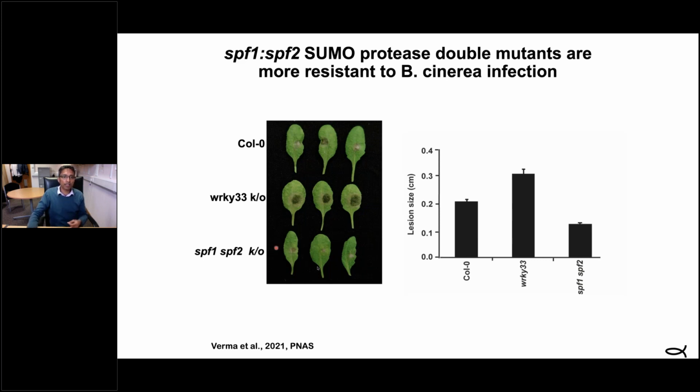And they are very resistant to botrytis, while normally Columbia wild-type plants are very susceptible to botrytis infection. And WORK-E33 is one of the key transcription factors required for the botrytis response in Arabidopsis, where knockout of those is very susceptible, while SPF is more resistant.